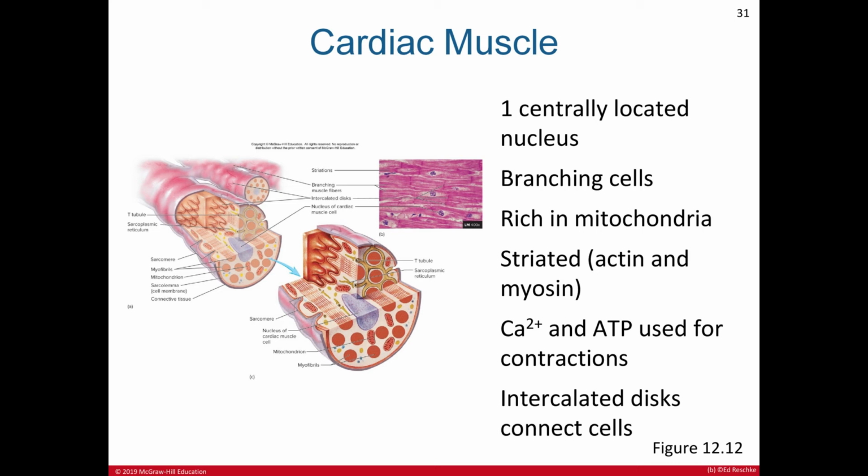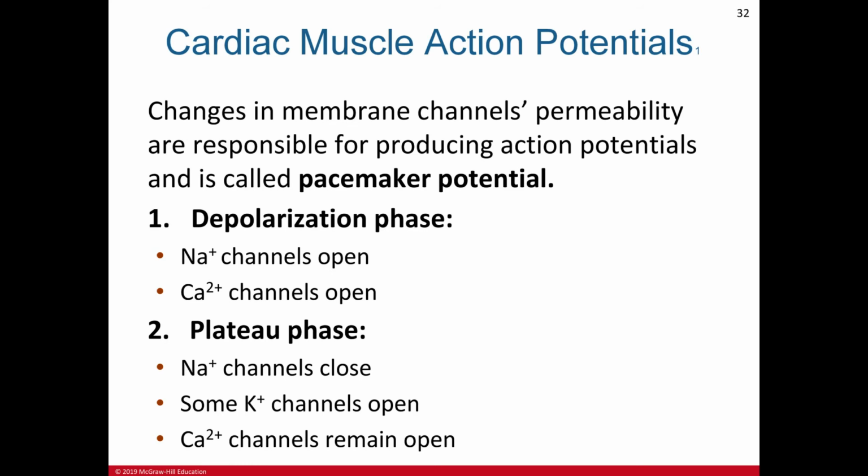So it is striated and it contains actin and myosin, the contractile units similar to those of the skeletal muscle. It has calcium and ATP for contraction, and it has an intercalated disc that connects the cells. This intercalated disc has a gap junction where the cells can easily communicate. Similar to skeletal muscle, the cardiac muscle also has changes in membrane channel permeability that are responsible for producing action potential. In the heart, it is called pacemaker potential.